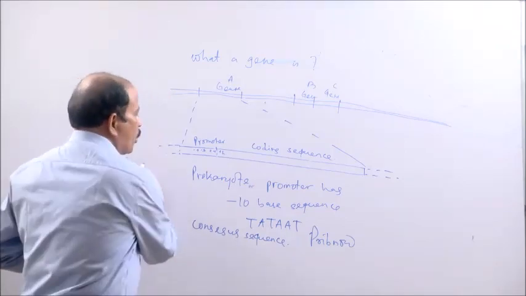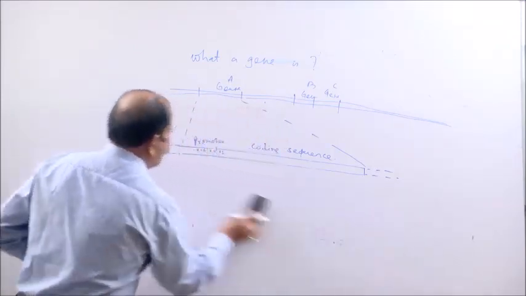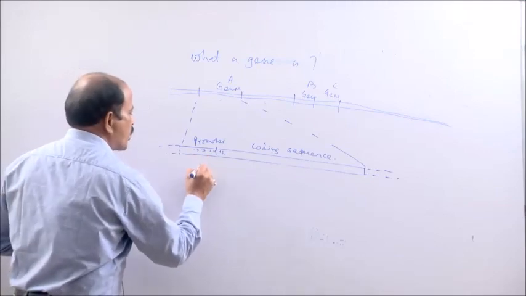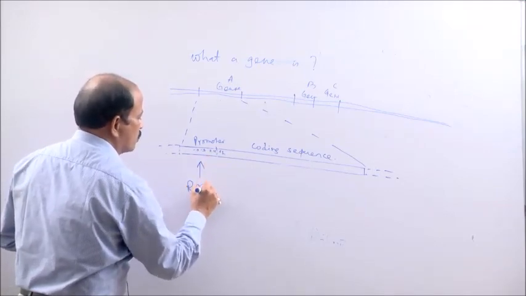So now the promoter is the regulatory sequence, the site to which RNA polymerase binds.